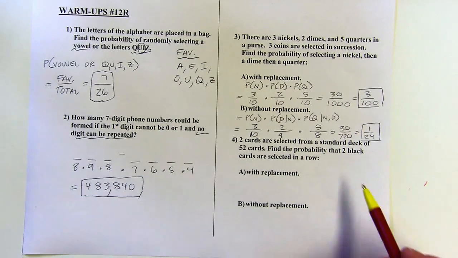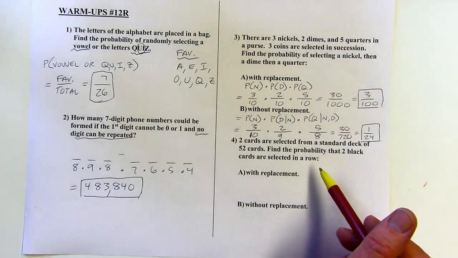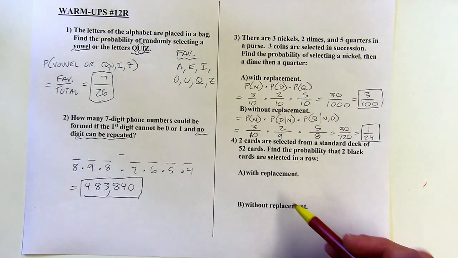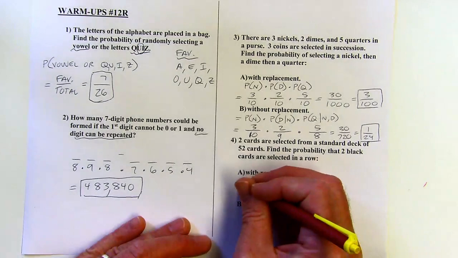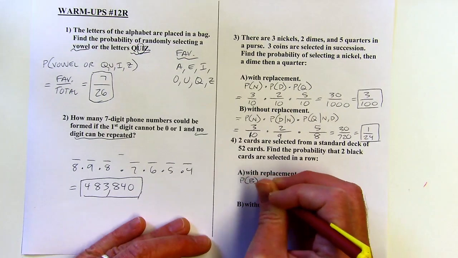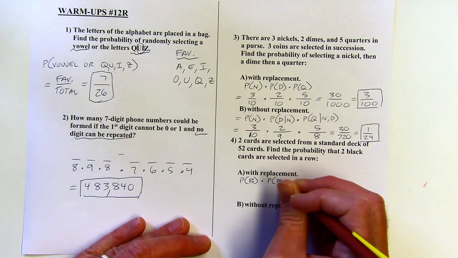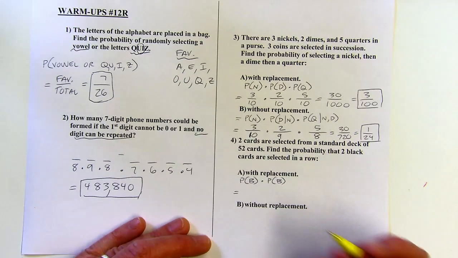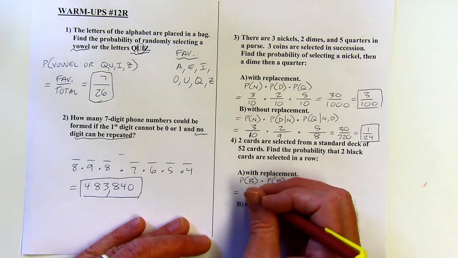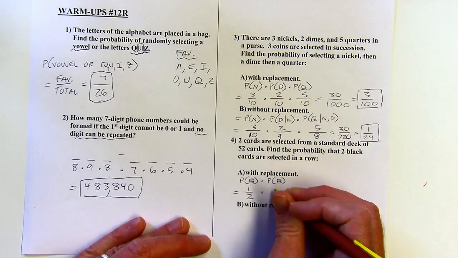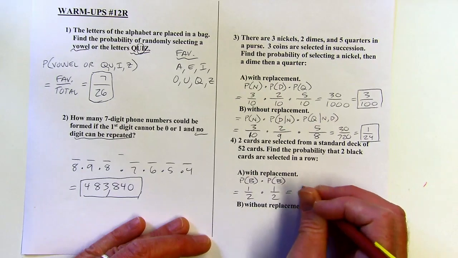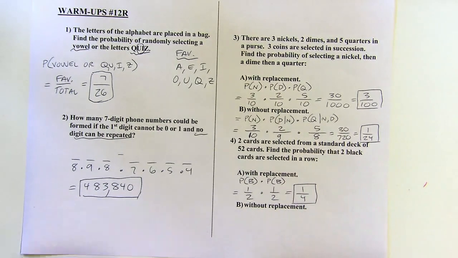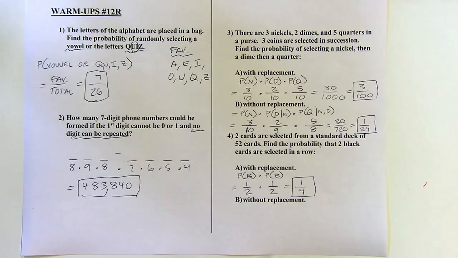2 cards are selected from a standard deck of 52 cards. Find the probability that 2 black cards are selected in a row with replacement. So we want the probability of drawing a black, and then we're resetting the deck. So find the probability of pulling black again. Well, it's half the deck. It's 26 out of the 52 cards. You could put 26 out of 52, but that's just half the deck, right? So this will be a 1/4 probability of pulling 2 black cards in a row.